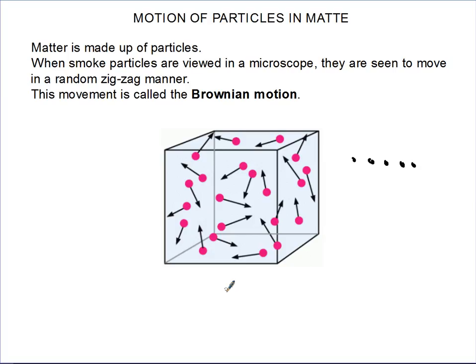So the Brownian motion is just the random zigzag movement of particles in matter. Okay, so please don't let this name scare you. It's just the random zigzag movement of particles in matter.